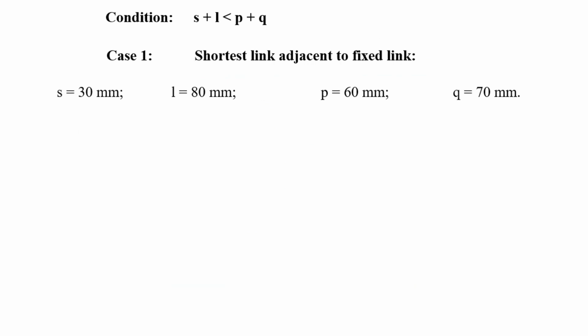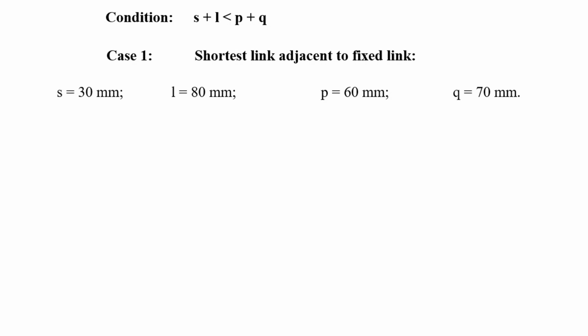In this condition, consider the first case when the shortest link adjacent to the fixed link is fixed. So we have to assume some data here. We have taken the length of the shortest link as 30 mm, the length of the longest link as 80 mm, and another link as 60 mm, and the remaining link will be Q.